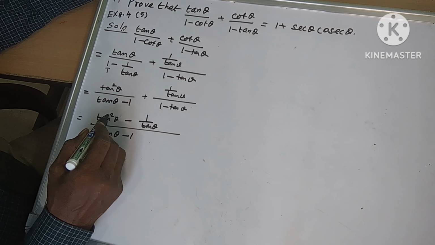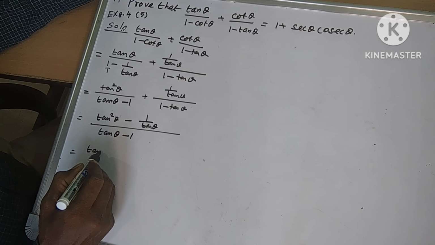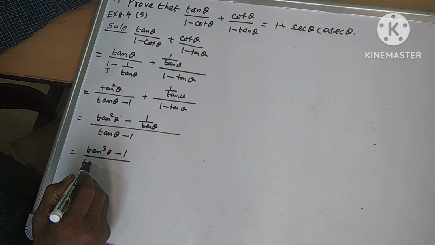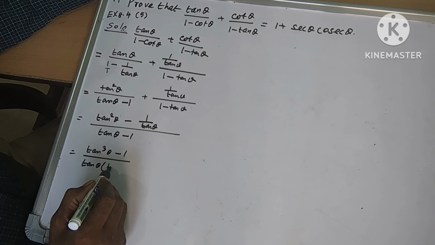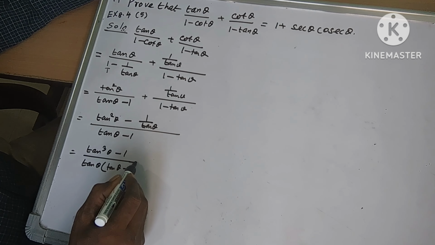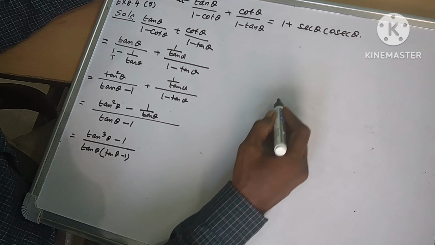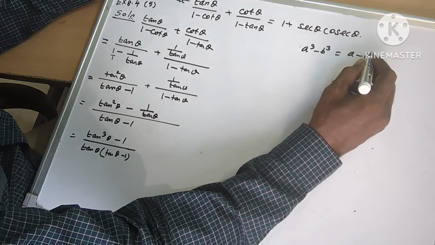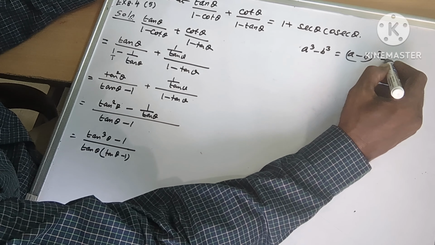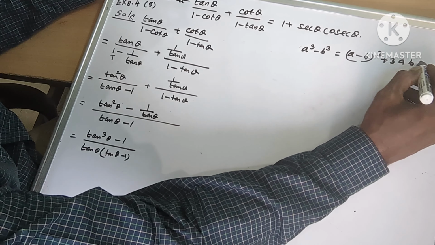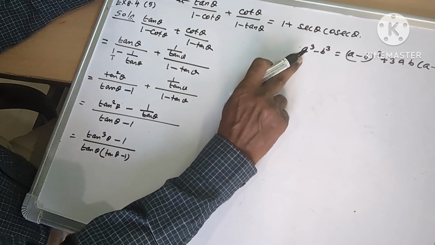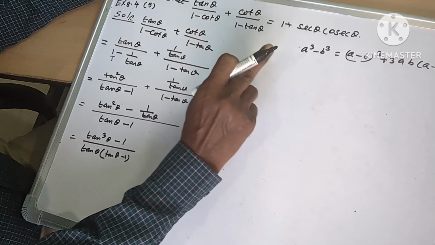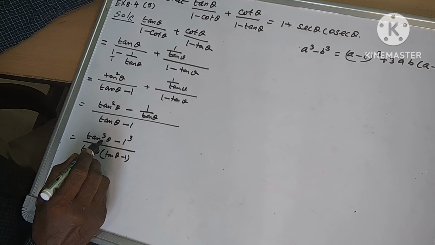Now this tan theta we multiply here: tan cube theta minus 1, and this tan theta will come down, tan theta into tan theta minus 1. This is one formula, the A cube minus B cube formula. A cube minus B cube is A minus B whole cube plus 3AB into A minus B. So this is tan cube theta minus 1 cube.